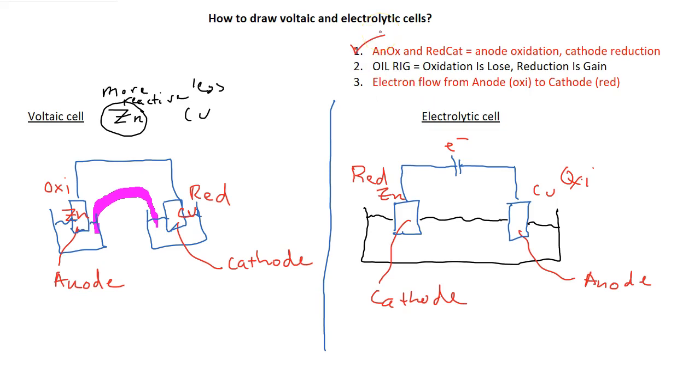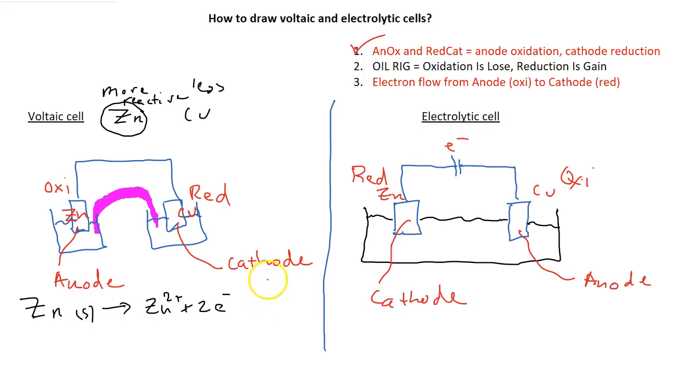Alright, the second rule, LEO says GER. Oxidation is loss, reduction is gain. So that means that zinc, here we're looking at the voltaic cell again, zinc is oxidized, so it's going to lose electrons. So if I'm going to write the chemical equation for this, zinc is here. It's solid. It's losing electrons, right? So it's going to be zinc plus 2 electrons. You may ask, how do I know there's 2 electrons? Just look at the charge in your data booklet.